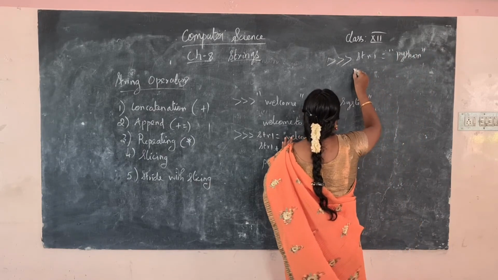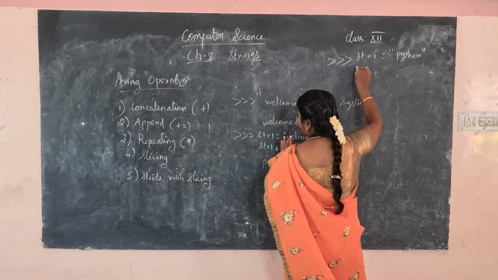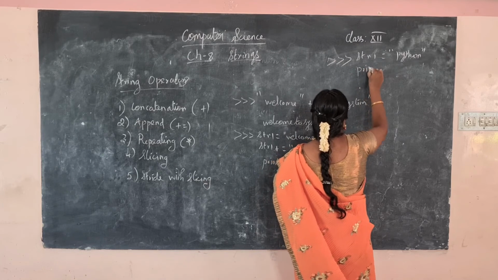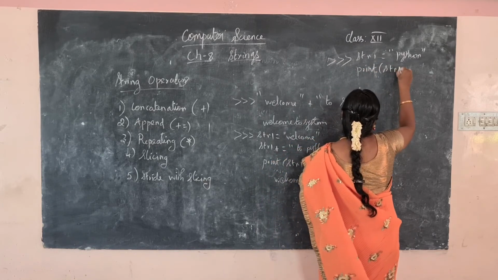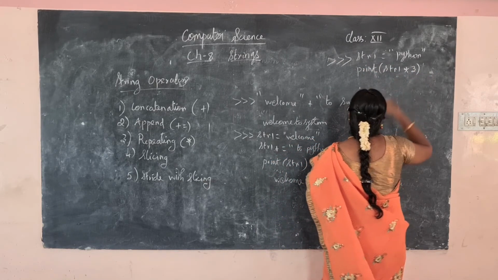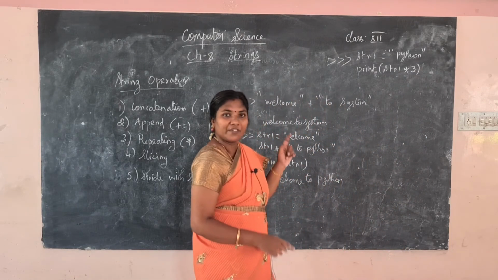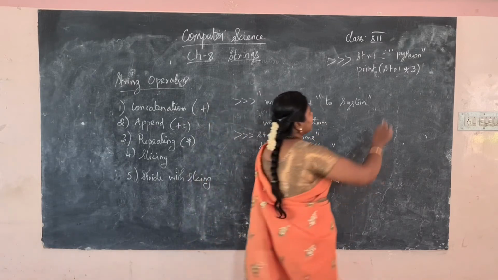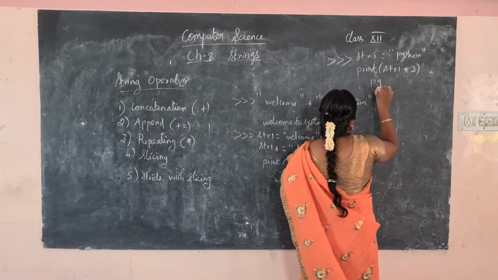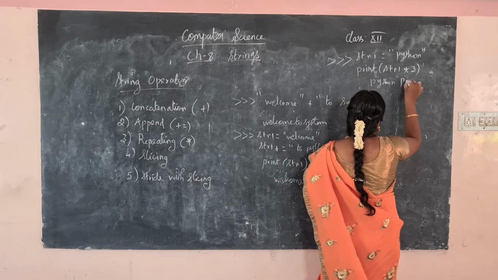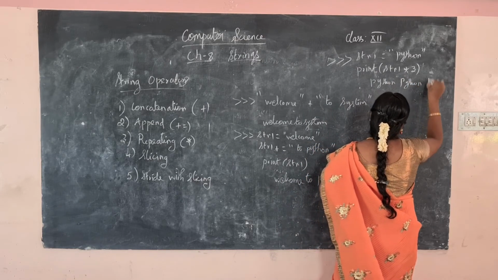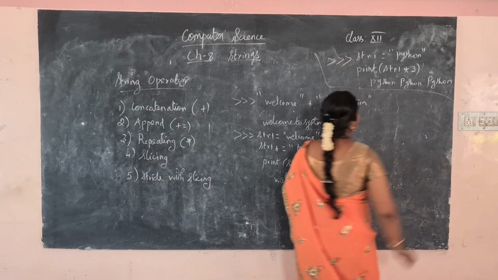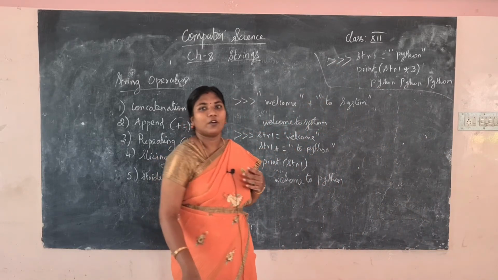And I am giving print string 1 star 3. In string 1 I have the string Python. So print string 1 star 3 means this Python will be printed 3 times. Python, second time, and third Python. So like this we will have the output 3 times.